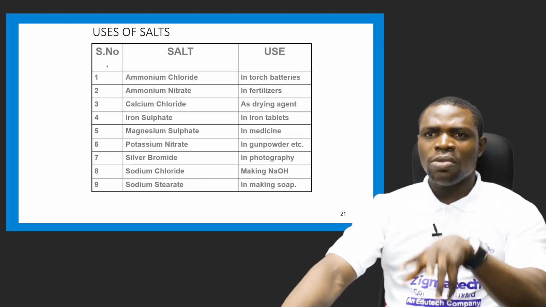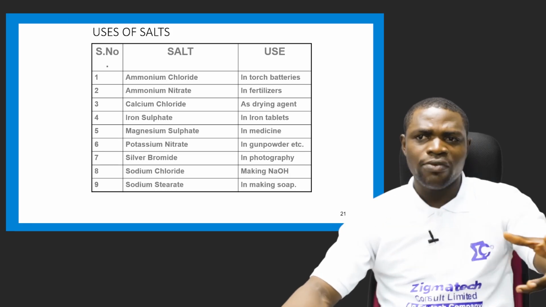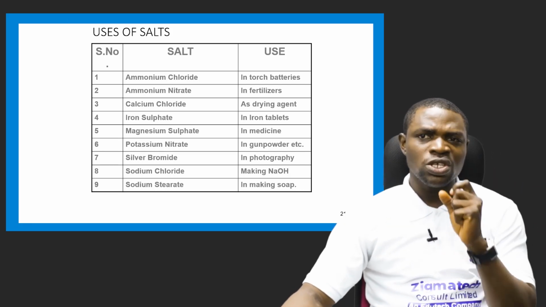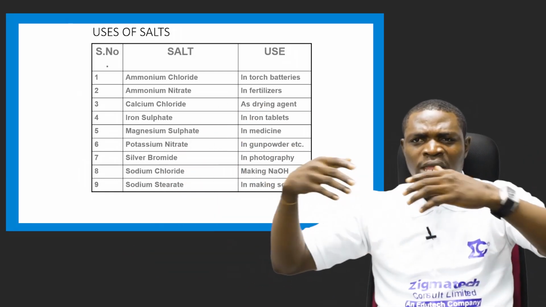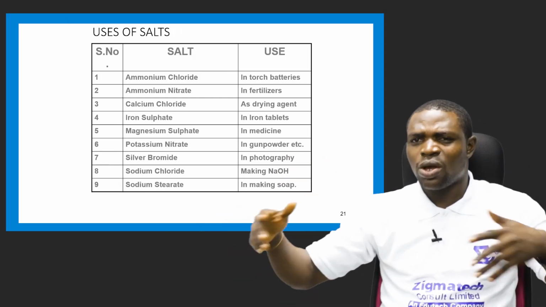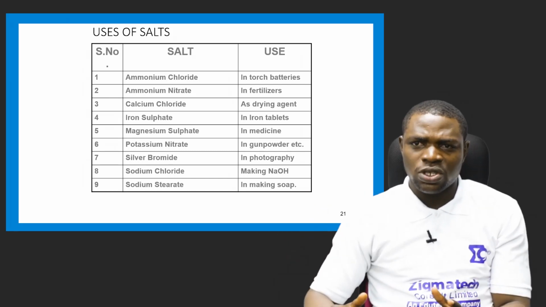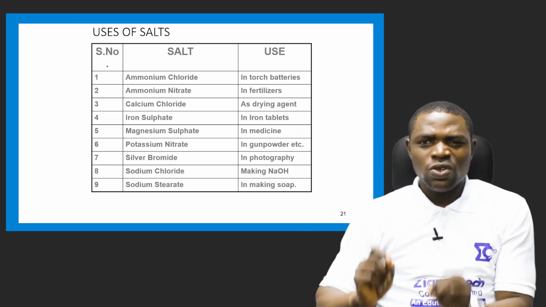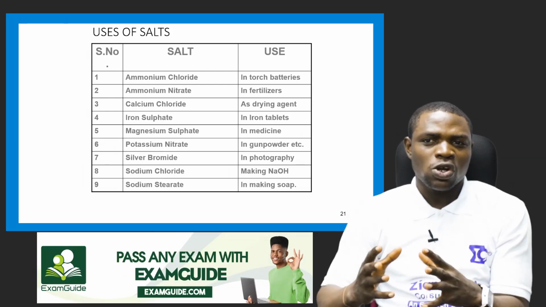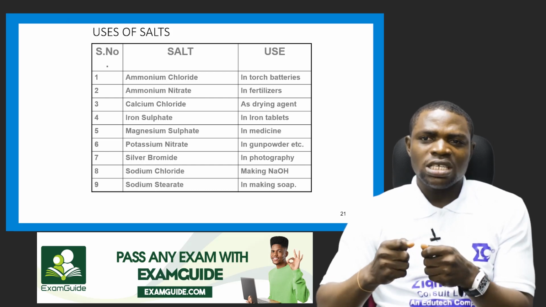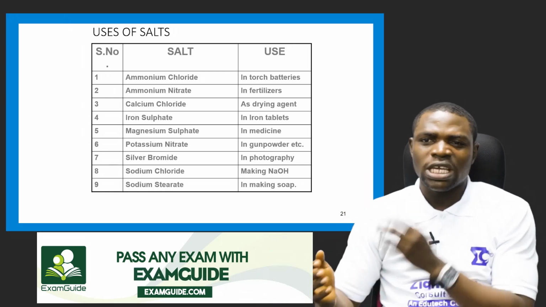Let's go further. Now, let me give you the types of salts, some common salts we have, and their uses. You must have been seeing ammonium chloride, ammonium nitrate, calcium chloride, iron sulfate, magnesium sulfate. You wonder, where are they coming from and what are their uses? In gunpowder, what they use is potassium nitrate, because potassium nitrate has the capacity for explosion, and it helps ignition. So potassium nitrate will be used in gunpowder.